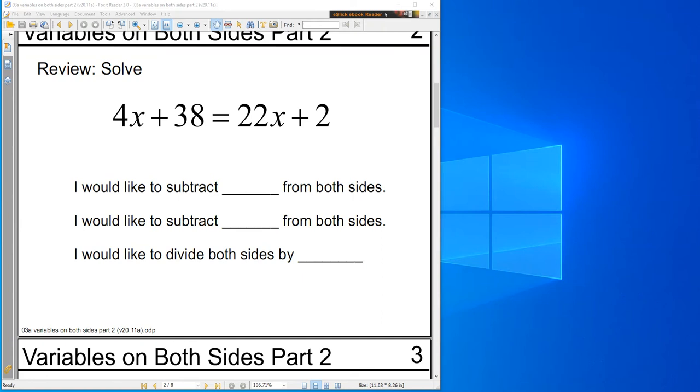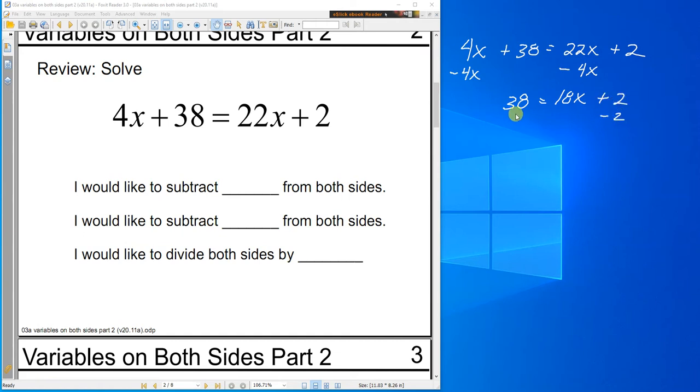I'm going to have to write this over here to have enough space. So I have 4x plus 38 equals 22x plus 2. I either need to subtract 4x from both sides or 22x from both sides. I'm going to subtract the 4x. And the reason I'm doing that is because 22 minus 4 is easier for my brain. 22 minus 4 would give me an 18x.